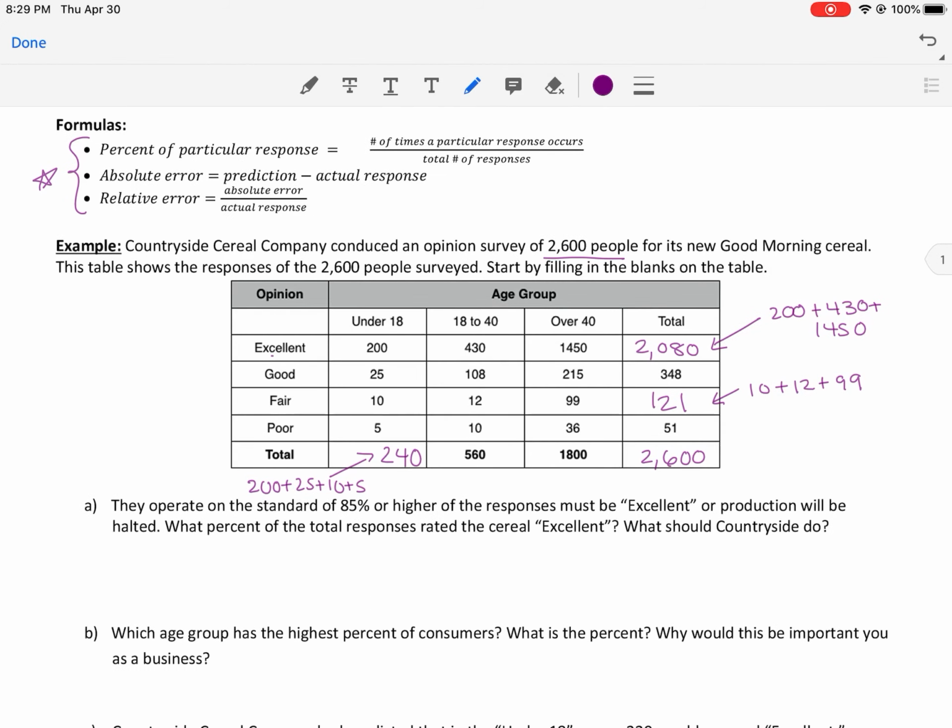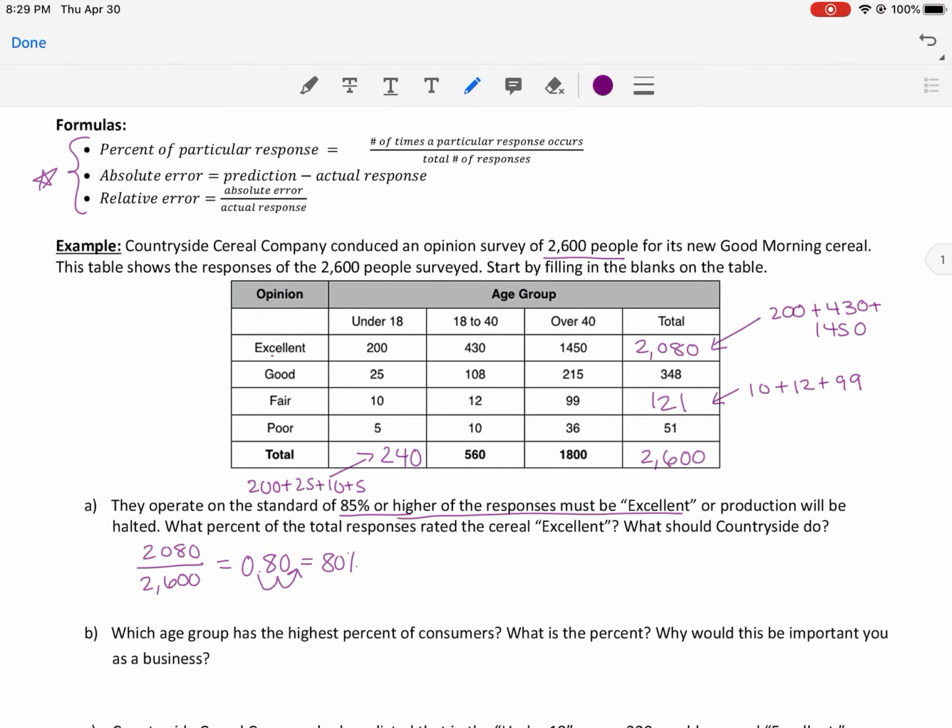Now let's look at what they're asking for. It says they operate on a standard of 80% or higher. The responses must be excellent, or the product will be halted. What percent of total responses rated the cereal excellent? For excellent, we had 2,080. That's the number of the particular response, if you look at the formulas on the top, divided by the total number of responses, 2,600. When we divide those two, we get 0.80, which as a percent is 80%. So 80% of the people think the cereal is excellent.